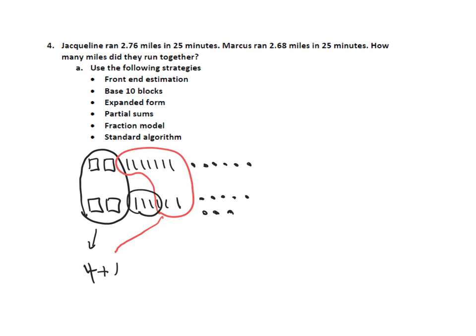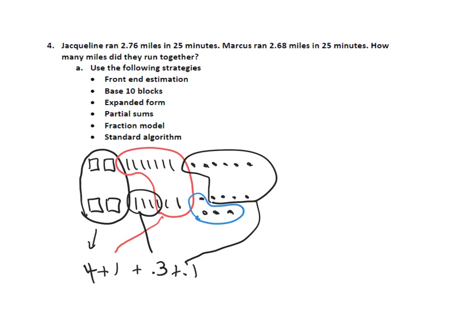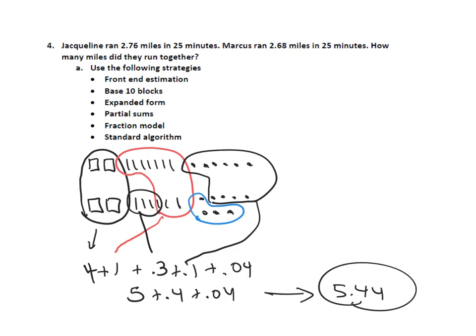And that leaves you with 3 tenths left over. And then 1, 2, 3, 4, 5, 6, 7, 8, 9, 10. So these would come over here and add to make another tenth. And then that would leave you with those 4 hundredths. So you're going to have 4 and 1, that's 5. 3 tenths and 1 tenth would be 4 tenths plus 4 hundredths, which would be 5 and 44 hundredths. So there's your base 10.